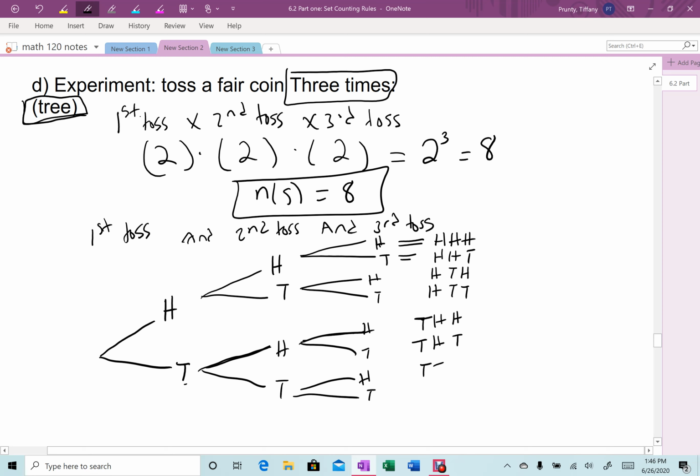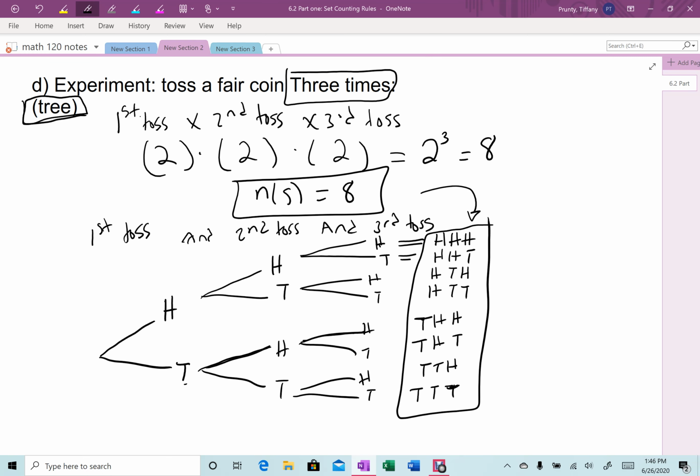Tails, tails, heads. And tails on all 3 tosses. All right, and if you count them, there should be 8, right? Those are the 8 possibilities. And there are, if you count them, there are 8. And so there's 8 total outcomes when I toss a fair coin 3 times.